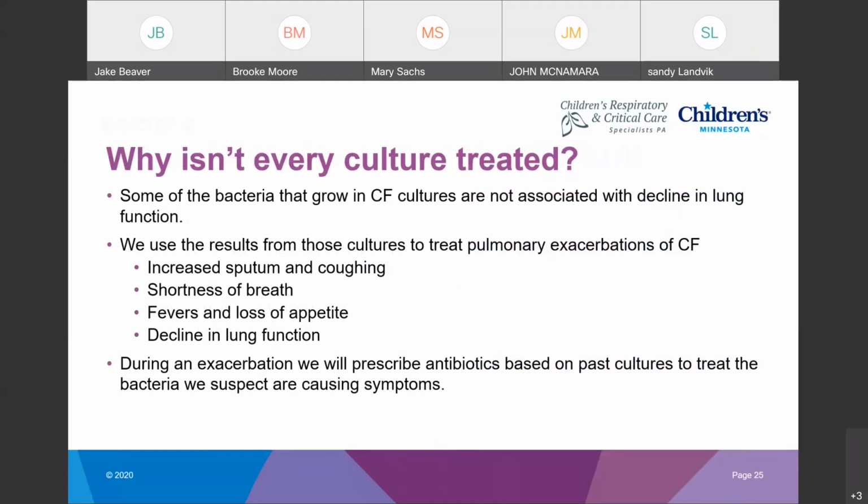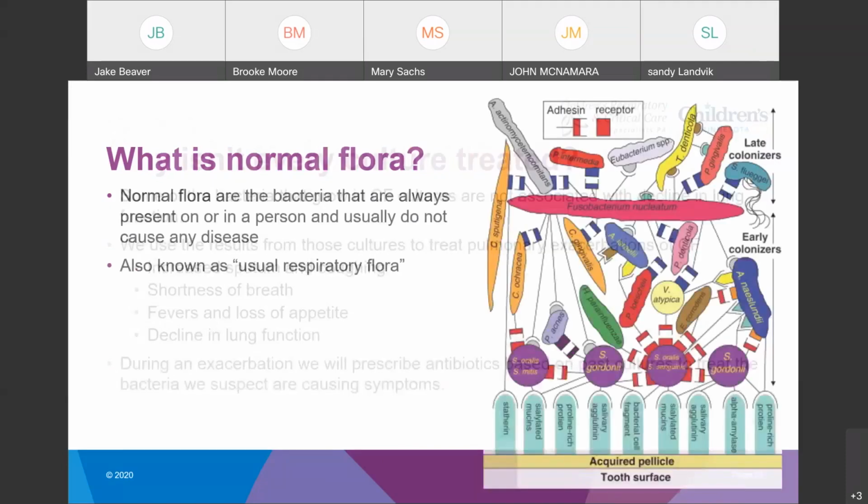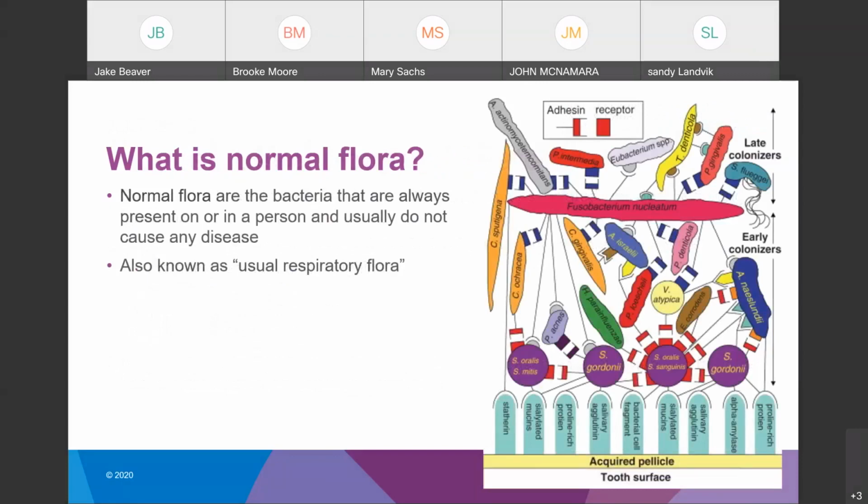But we do use those results, even for those bacteria that we don't automatically treat, to treat pulmonary exacerbations of CF. So if our patients have increased cough or sputum production, worsening shortness of breath, fever, loss of appetite, or perhaps a decline in lung function, we will use past cultures for current treatment, and it helps guide our choices.